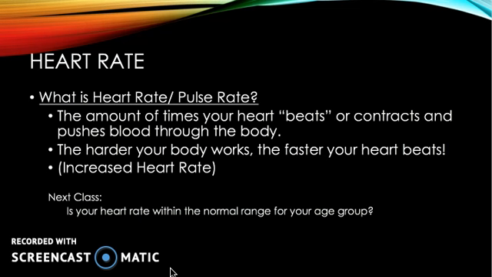In the next class, we'll determine whether your heart rate is within the normal range for your age group. Typically for adults, a normal resting heart rate is about 60 to 100 beats a minute. So when you're sitting down in the classroom doing your homework, your heart rate should typically be between 60 and 100, but we'll talk about that next week.